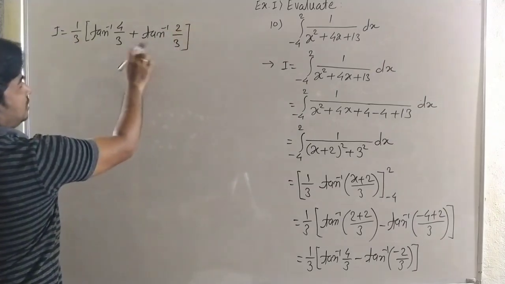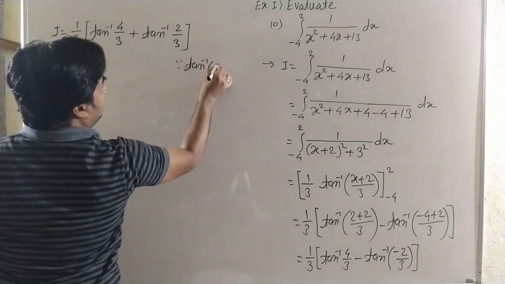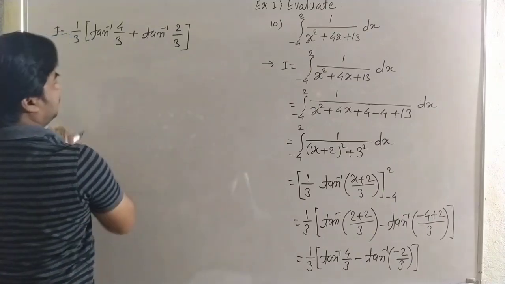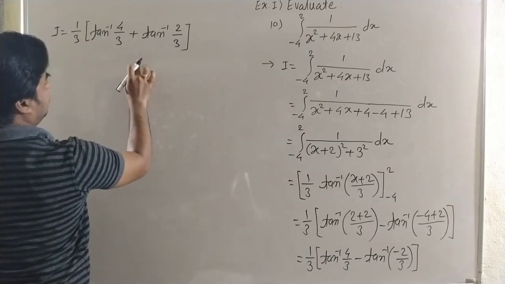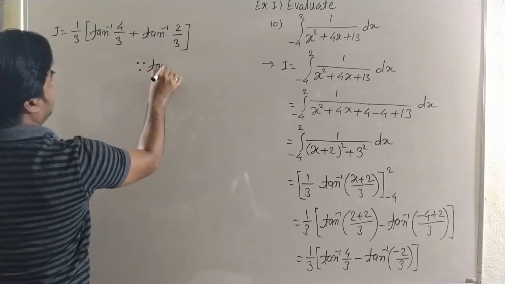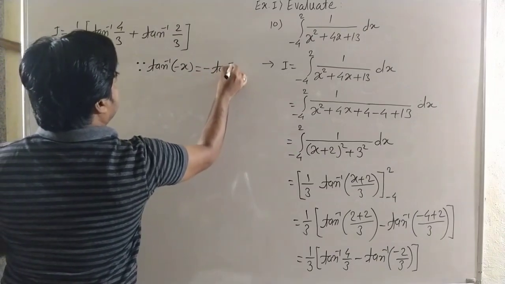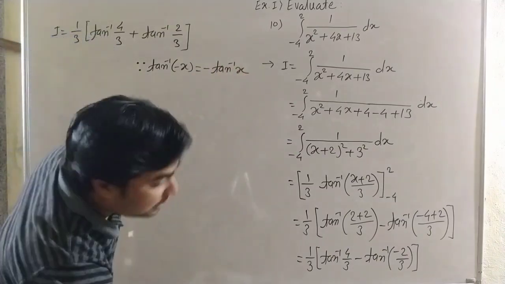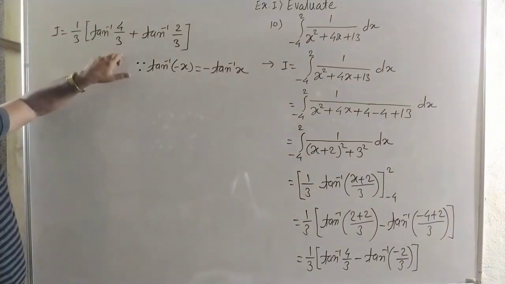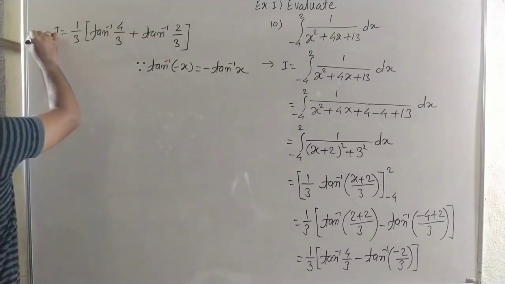Here it is plus, because we use tan inverse of minus x is equal to minus tan inverse x. It is a property of the inverse trigonometric function. Now the last answer is 1 by 3 tan inverse of 4 by 3 plus tan inverse of 2 by 3. It is the last answer, and it is sufficient for the board exam.